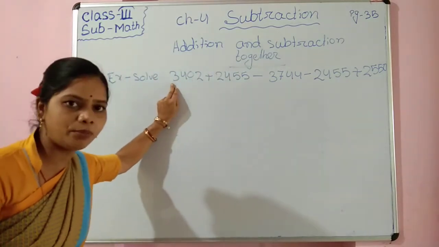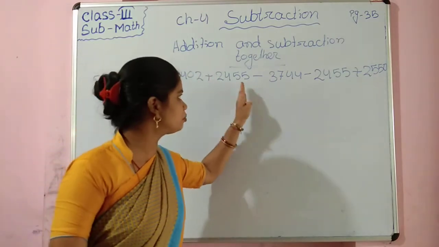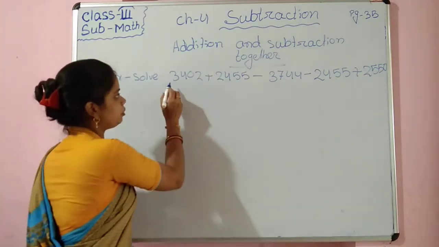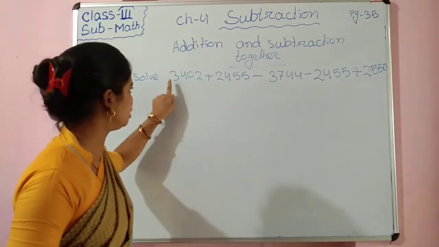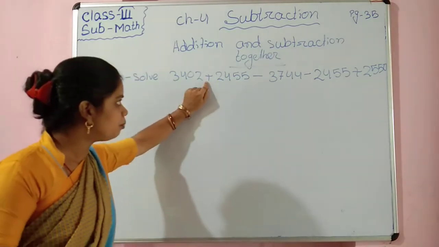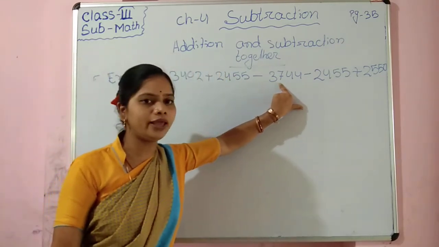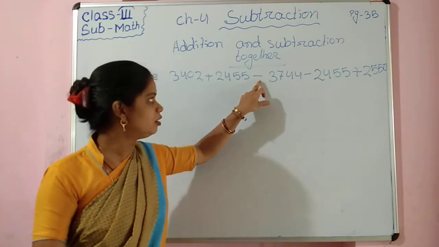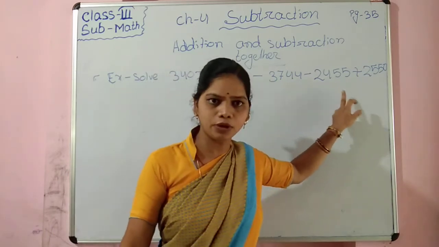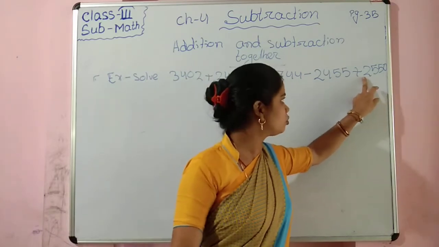How do we know the number is negative or positive? First we see the sign before the number. If before the number there is a positive sign, it is a positive number. 2445 has a plus before it, so it is a positive number. Before this number the negative sign is here, so it is a negative number. Before 2550 there is a positive sign, so it is a positive number.